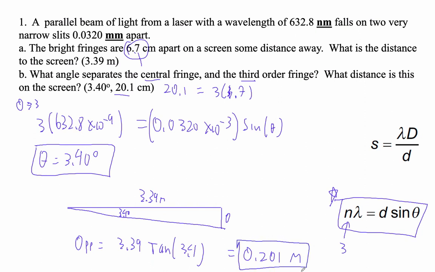Okay. So either way, you can just say, look, if it's the third order fringe, it's going to be 3 of the separations, and it's 20.1. Or you can use your trigonometry. Okay, it's just sort of basic maths.